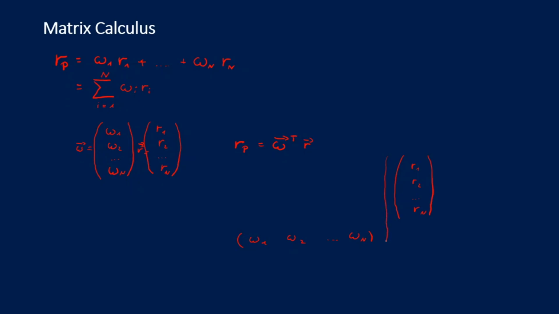And now we can use the cross product here. Thus we have to multiply W1 with R1, W1 times R1 plus W2 times R2 plus, and so on, plus Wn times Rn. And that's exactly the definition that we wrote down here.